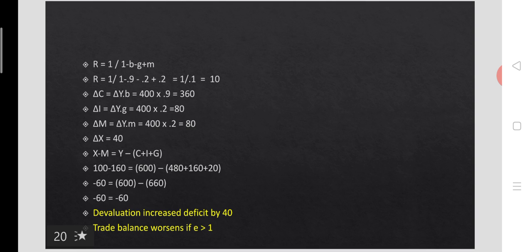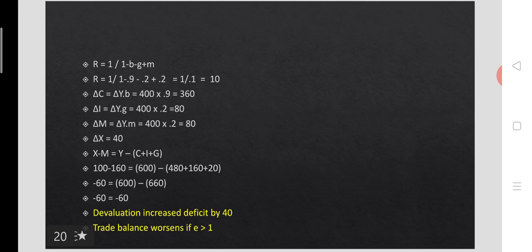Multiplied by B, the marginal propensity to consume, which is higher in this case, 0.9. Then 400 into 0.9 is 360. So consumption is increased by 360 after the increase in income and devaluation. And the change in domestic investment, delta I, is equal to, as it is a function of income, delta Y into G.